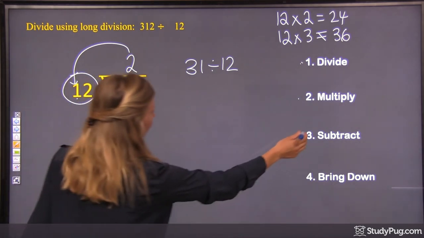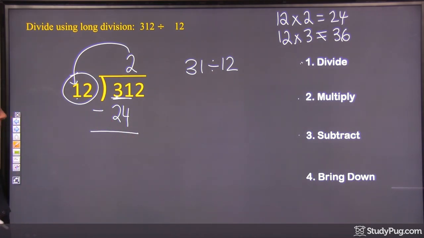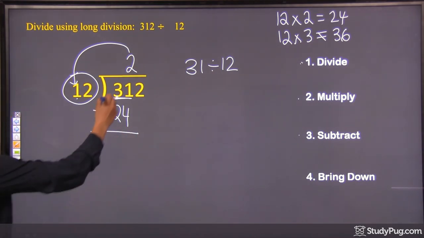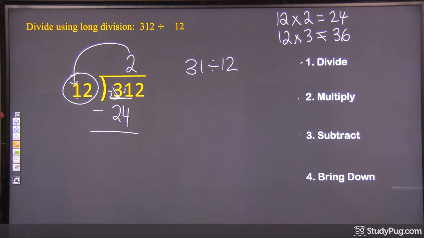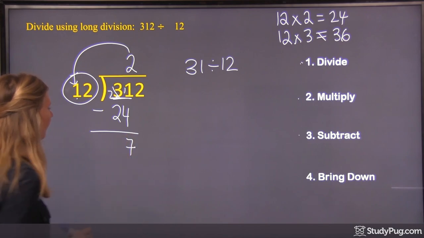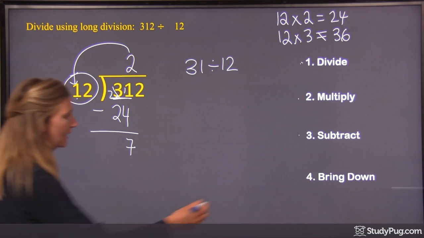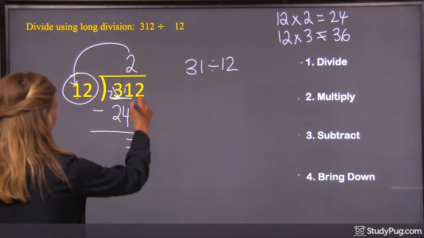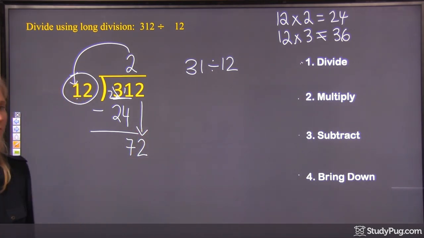And now we do a subtraction. So we're gonna subtract that. 31 minus 24. We do that, we get 7, and we're left with just 7. Okay, so then our next step, bring down. So we're gonna bring down that 2, and we get 72.